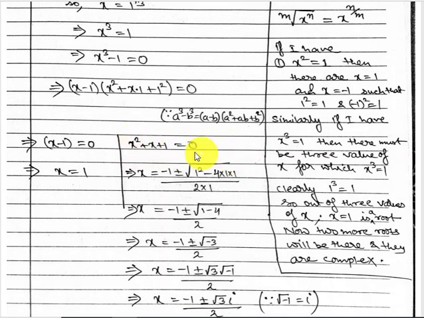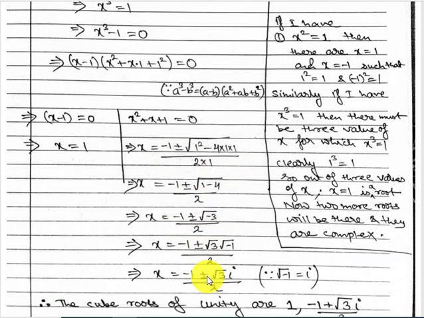Yes, and you all have done it in class 10. Yes, and you know the formula. So that means x will be equal to minus b plus minus square root of b square minus 4ac by 2a. So substitute the values, evaluate, and at the end we get this. Now simplify it further.